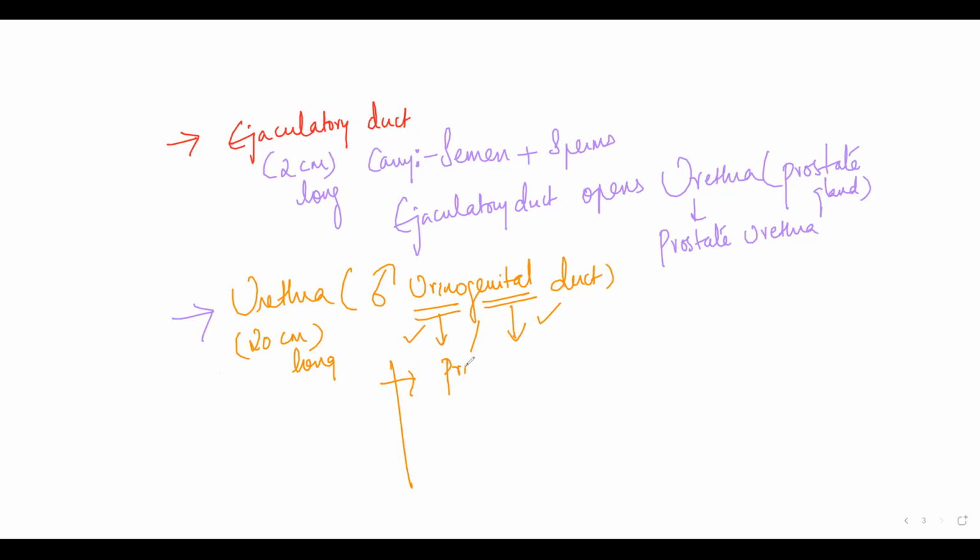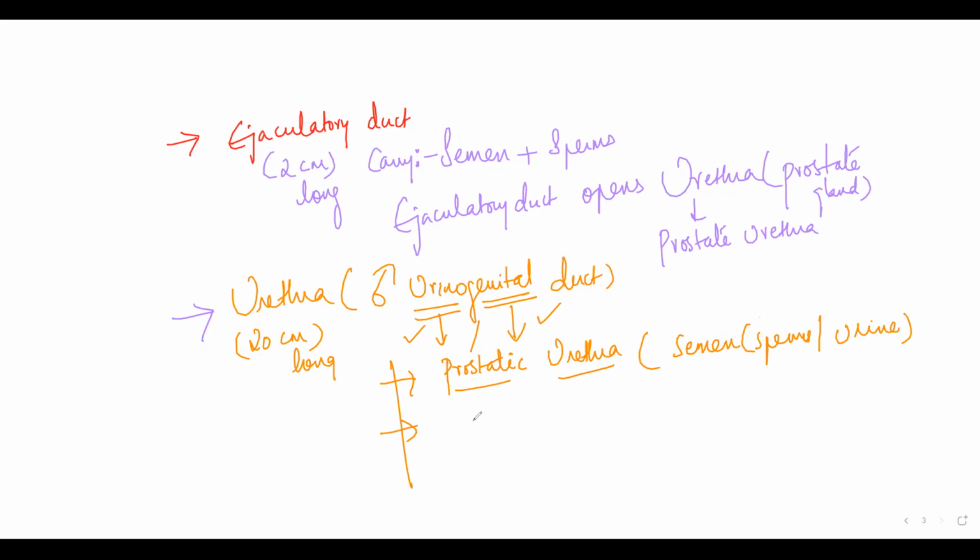If it is passing through the prostate, then we call it the prostatic urethra. So this is going to carry both the semen, which has the sperms, and it is even going to carry the urine when a person micturates, right? So this is where the urethra passes through the prostate gland.